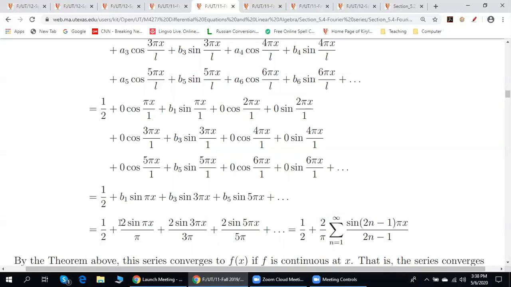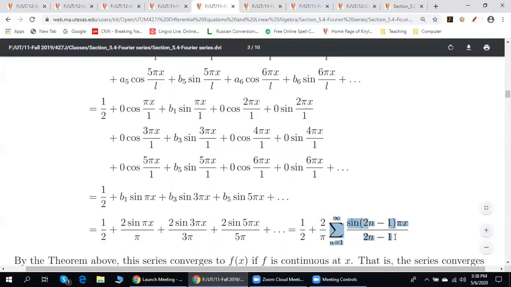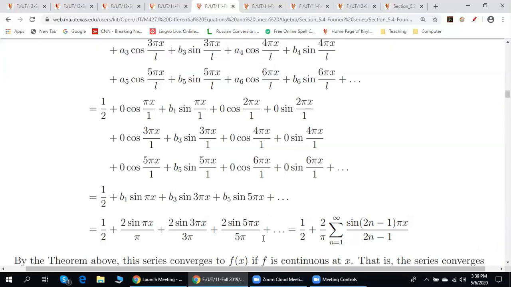Finally, in order to come up with a sigma notation, factor out the common term, which is 2 over pi. It's over here. And observe that on the tops and on the bottoms, we have only odd numbers, which means 2n minus 1 here and 2n minus 1 here.